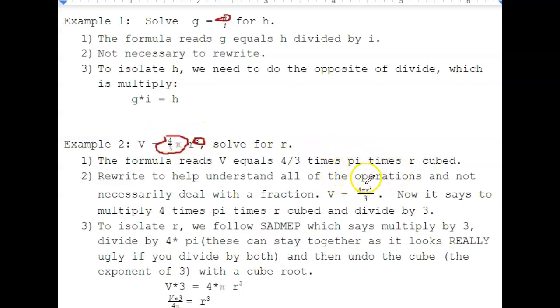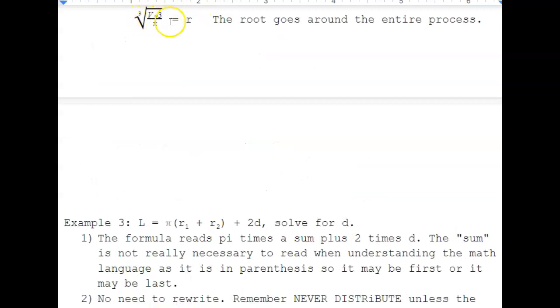So when I rewrite it, now I understand how to isolate that r. First I'm going to remove the 3. Then I'm going to remove the 4 pi. 4 times pi is like one big number. If you think about what 4 times pi is, it's 12 point something. So that's what I'm going to get rid of next. And then finally I'll remove that exponent. So when I multiply by 3, divide by the 4 pi, this whole thing is going to become a cube root.